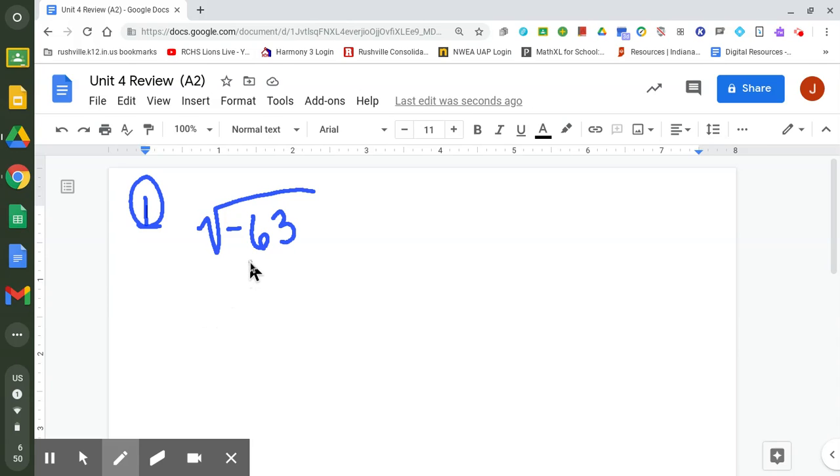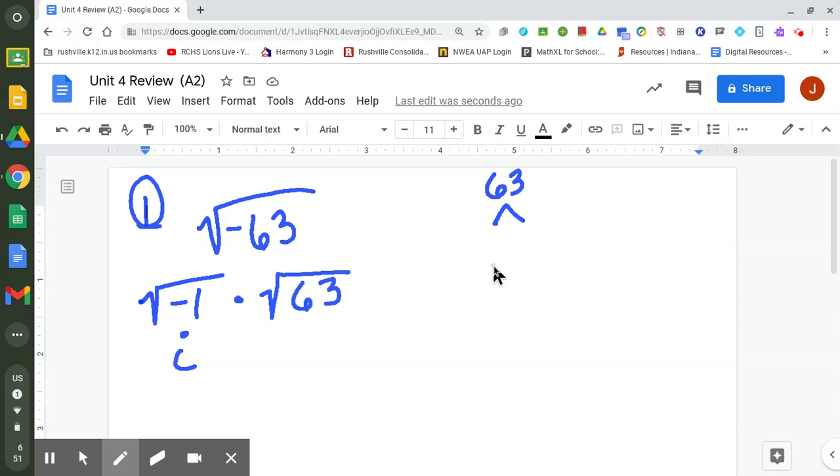So when you have the square root of a negative, the first thing you need to do is separate into the square root of negative 1 times the square root of whatever the rest is, so positive 63. The square root of negative 1 is always i. And then we have to decide what's happening over here. It could be a perfect square. It might not be. So this one is not a perfect square.